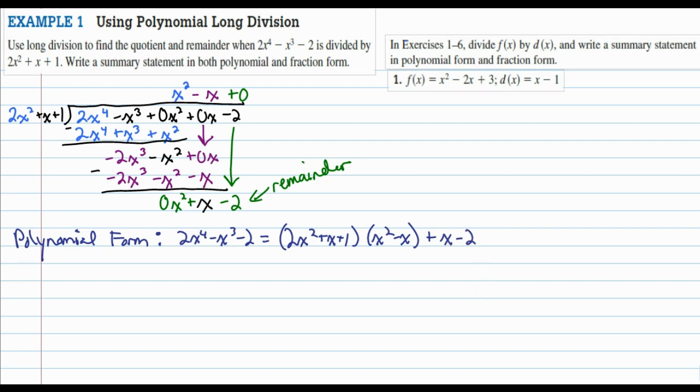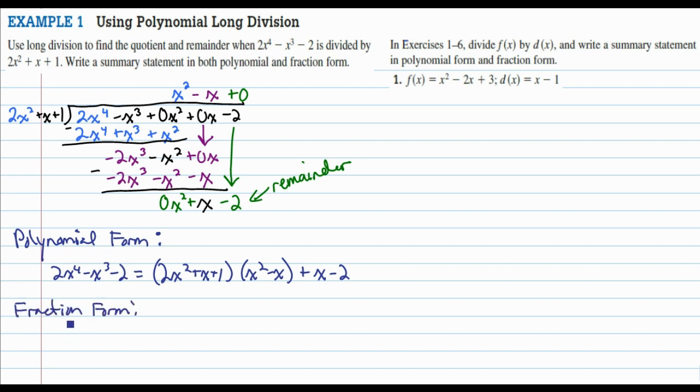That's polynomial form. Fraction form, I'm going to write the division I just did as a fraction. So 2x to the fourth minus x cubed minus 2 all over 2x squared plus x plus 1. I got, by doing that division, x squared minus x, but I had x minus 2 that remains to be divided by 2x squared plus x plus 1. So there is my fractional form of long division.